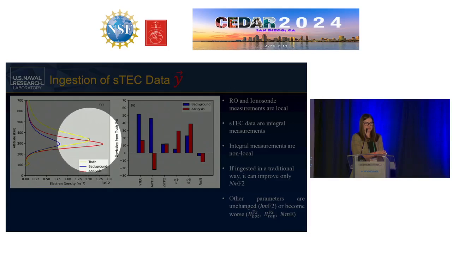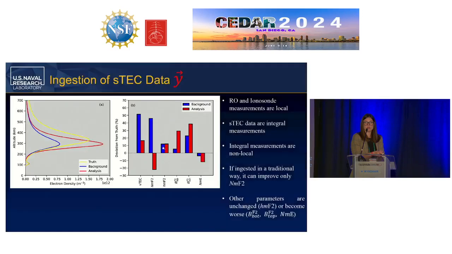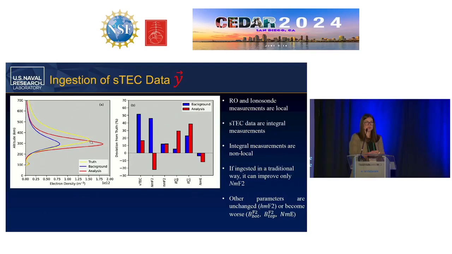It became bigger than the truth. But it's still good because it's smaller than the blue bar. But next, HMF2 didn't change at all. By ingesting slant TEC, the data assimilation system changed just NMF2, but the HMF2 stayed on the same level as the background.